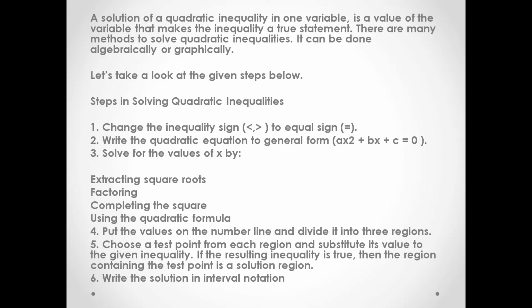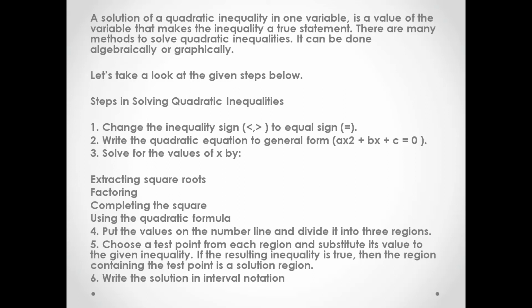After solving the value of x, we are going to put the values on a number line and divide it into 3 regions. So once we plot the values of x, it is divided into 3 regions. Next, we're going to choose a test point from each region and substitute its value to the given inequality. If the resulting inequality is true, then the region containing the test point is a solution region, or those are the roots of our quadratic inequality. Then, after that, we are going to write the solution in interval notation. We will learn about interval notation in this lesson.